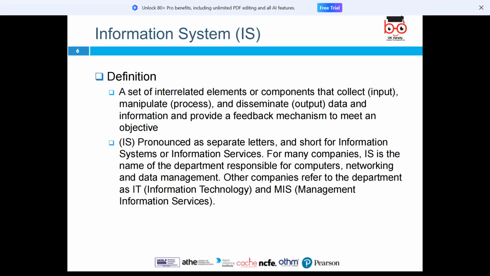For many computers, networking and data management, other companies refer to the Department of IT, Information Technology, and Management Information Service.